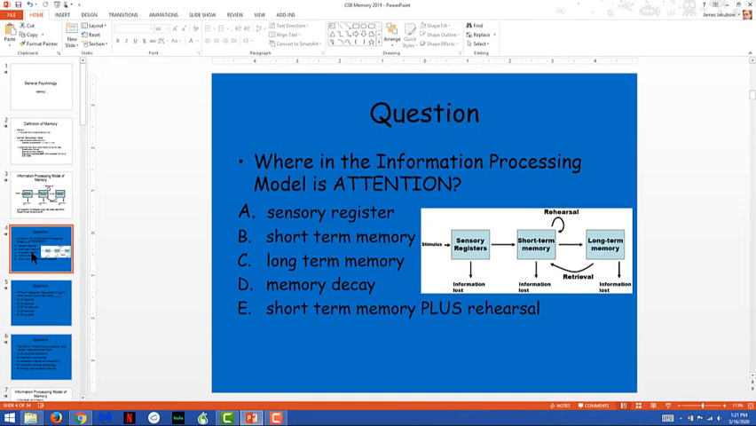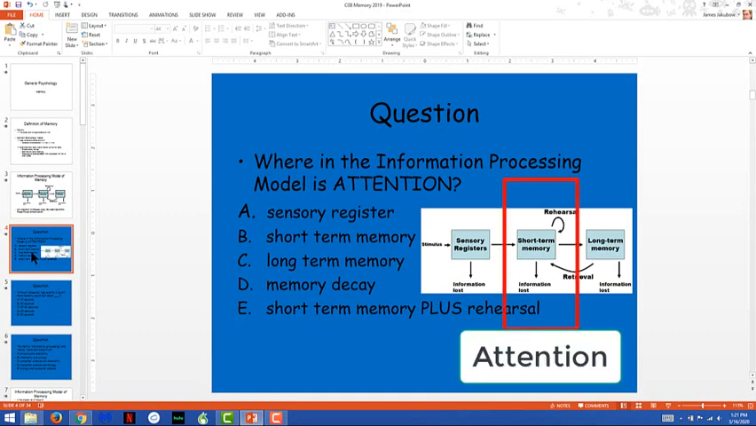Okay, the correct answer is E, short-term memory plus rehearsal. The combination of short-term memory plus your rehearsal system constitutes what you generally refer to as attention. And attention is, of course, the word that is synonymous with consciousness. And you know that because that was a primary issue back in the States of Consciousness chapter.